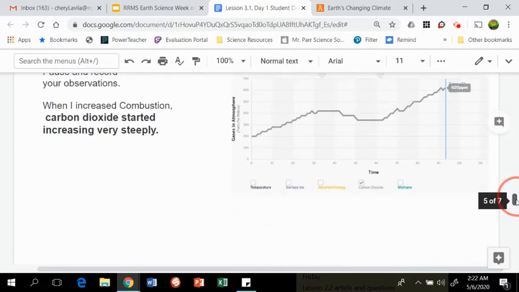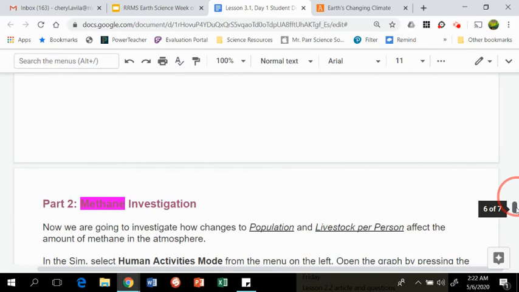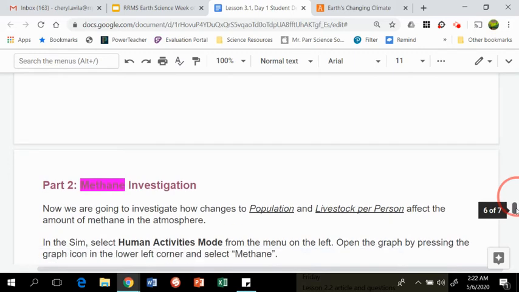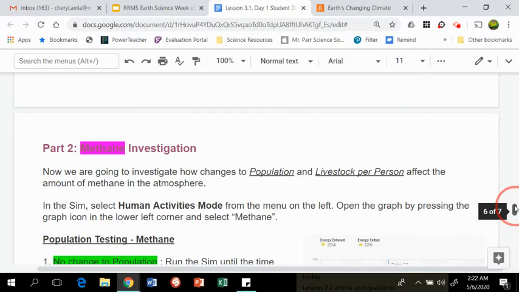All right, so human population affects carbon dioxide. Combustion engines affect carbon dioxide in the atmosphere. Now we're going to talk about methane. So now we are going to investigate how changes to population and livestock per person affect the amount of methane in the atmosphere. In the sim, we're going to select human activities mode again and go through this again, except now we're going to focus on methane.